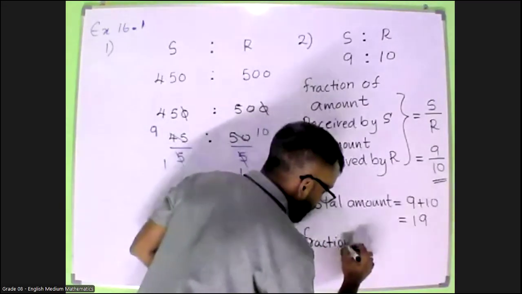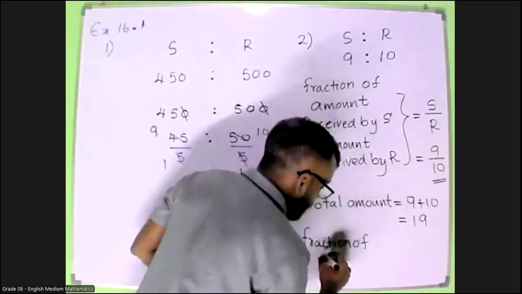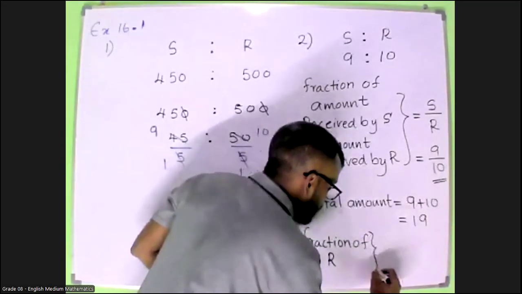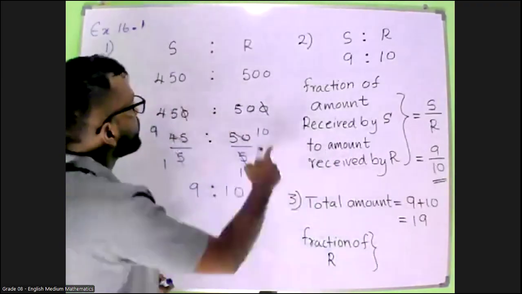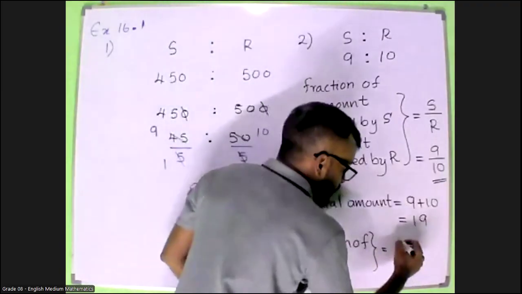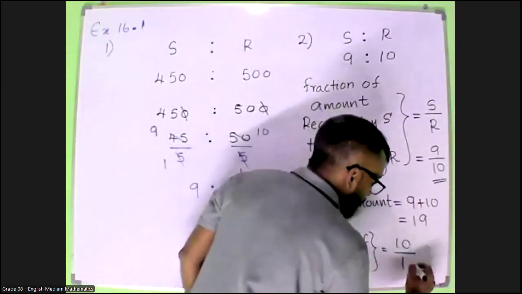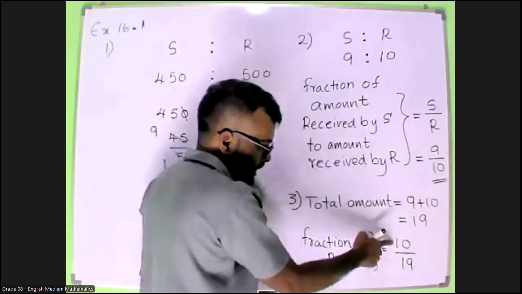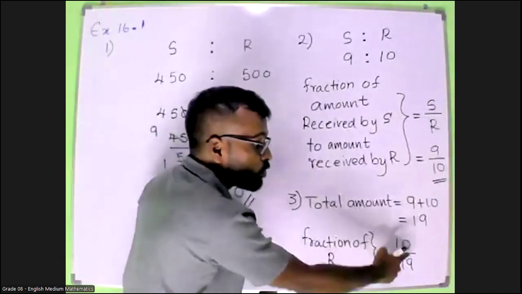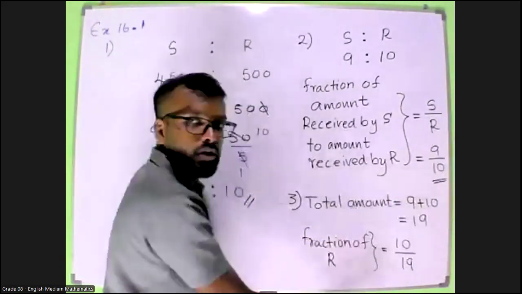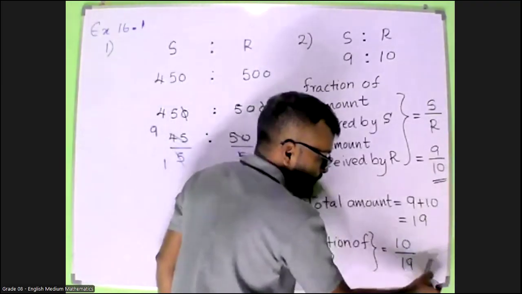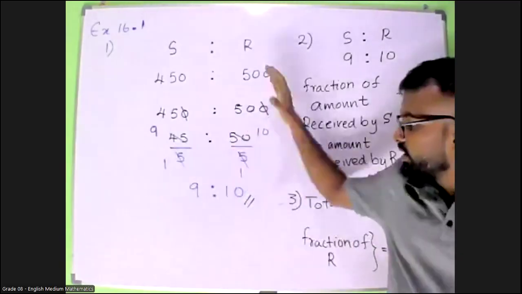Fraction of R. I am not going to write Rahim, I will write R. Fraction of R. So R, it is 10. Right? 10 out of 90. 10 is related to Rahim. 90 is related to total amount. Right? 10 divided by 90. So this should be your answer. Right? Please write.